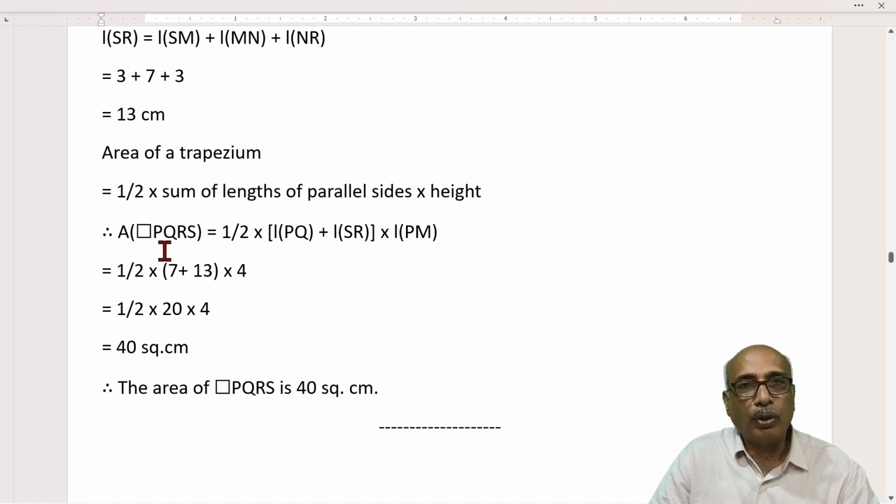So area of quadrilateral PQRS equals half into PQ plus SR into PM. So half into 7 plus 13 into 4. 7 plus 13 equals 20. Half into 20 into 4, that is 10 into 4, 40 square centimeter. The area of quadrilateral PQRS is 40 square centimeter.